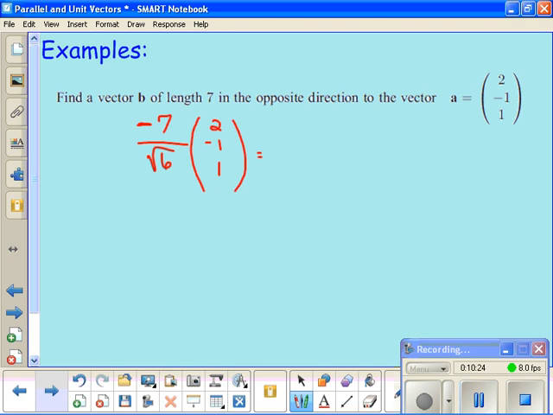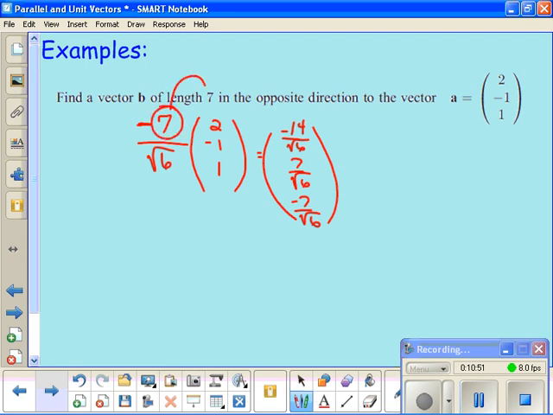So this is simply going to be negative 14 over the square root of 6, and 7 over the square root of 6, and negative 7 over the square root of 6. That's my new vector. It is 7 units long. It's going in the opposite direction of a, and it's parallel. Okay, that's all you would need to do there.